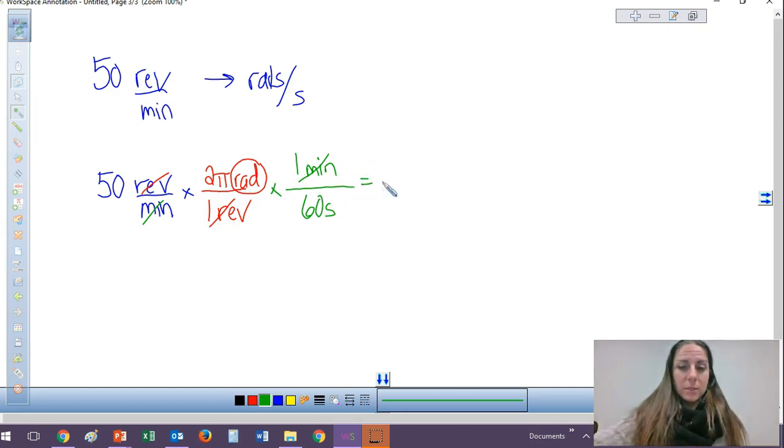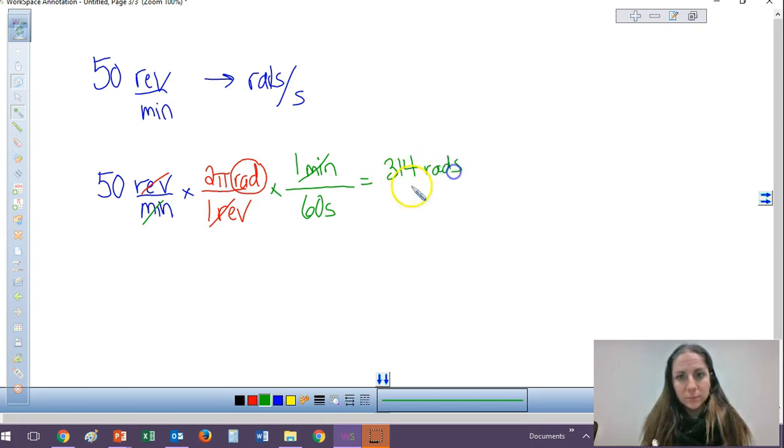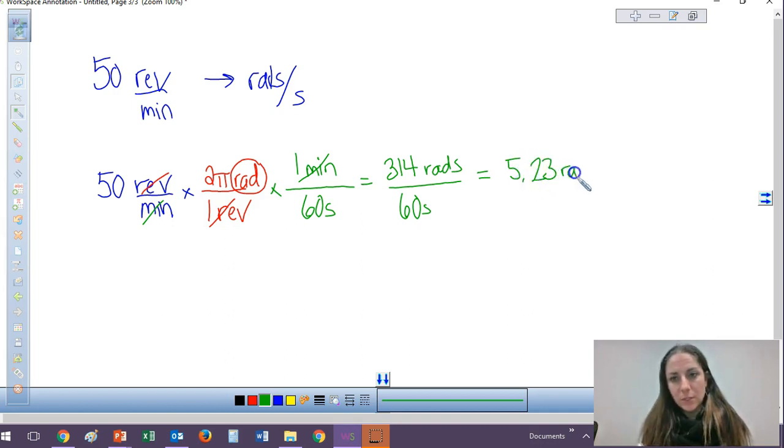So if I were to calculate this, 50 times 2 times pi, you can use the pi button or 3.14. I'm going to just do it out in steps. So I have right now 314 radians divided by 60 seconds. And that's because I have 1 here and 60. Now I'm just going to go ahead and do that. So that is now equivalent to 5.23, this is radians per second.